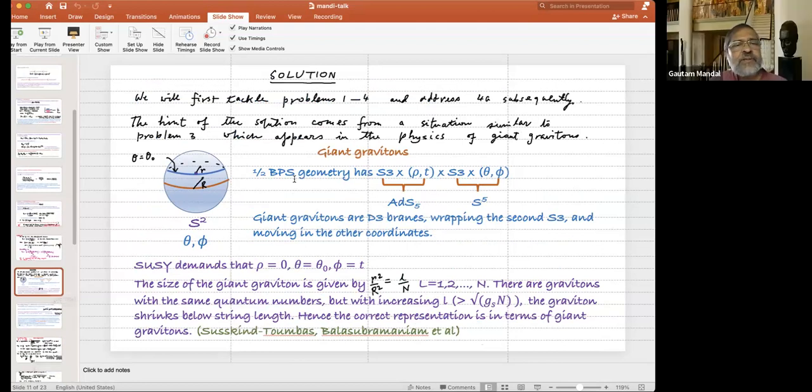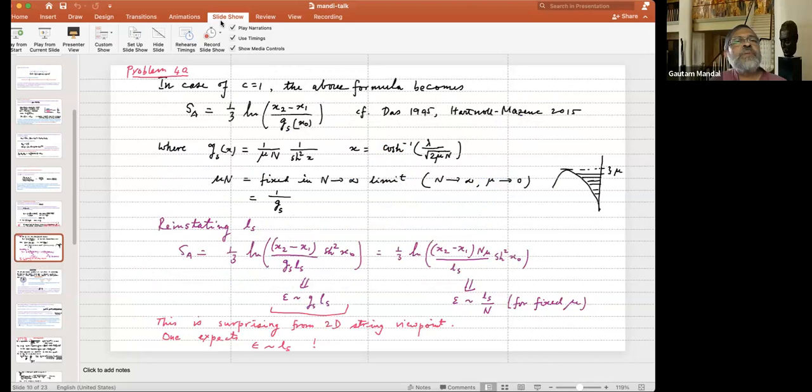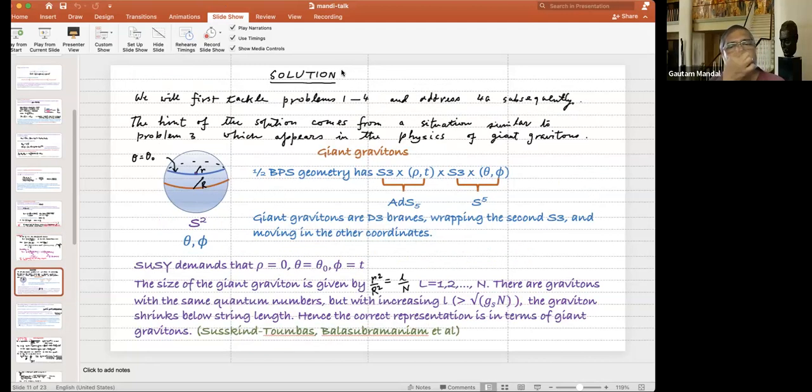Great. So then let me continue slowly. Please, if anybody has any questions, because some of this could be unfamiliar terrain to some people, please do ask questions at any time. Okay, now we are discussing the solution. Let me take a small detour to the physics of giant gravitons.